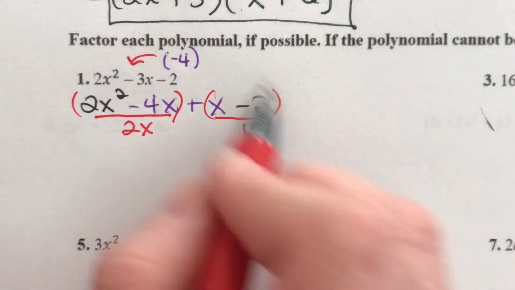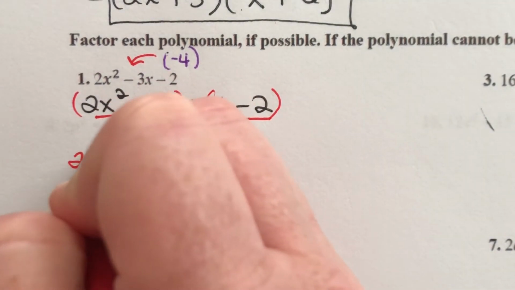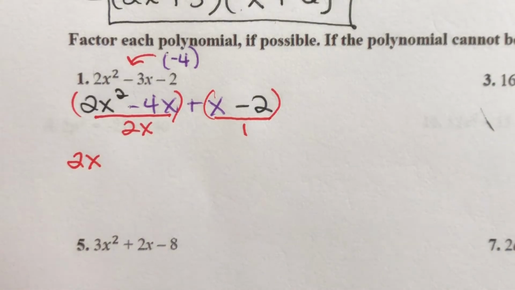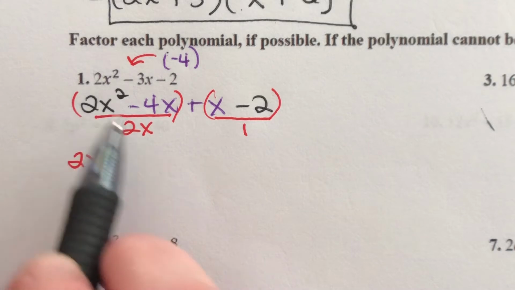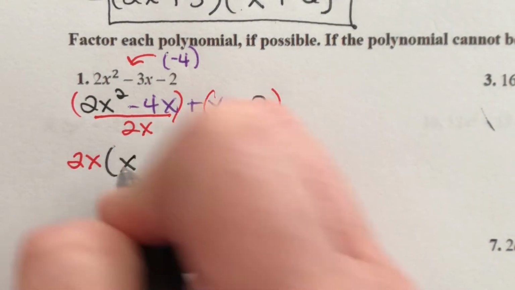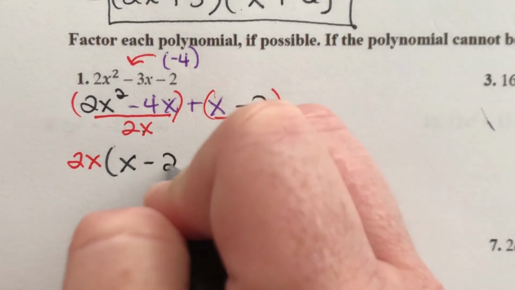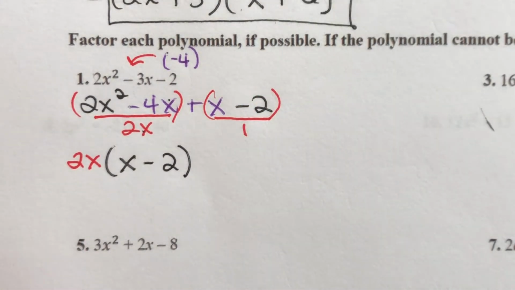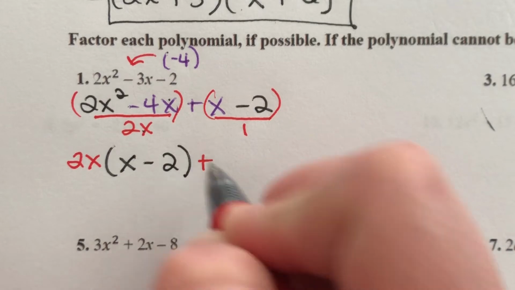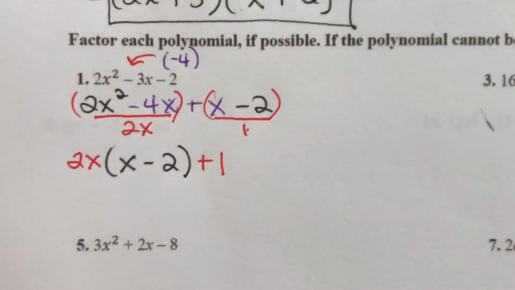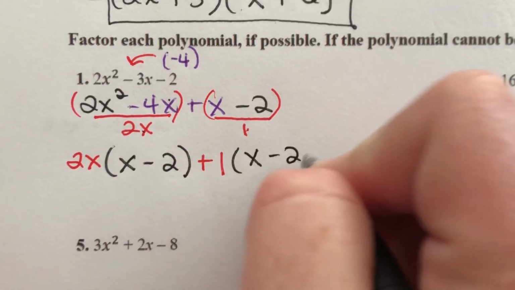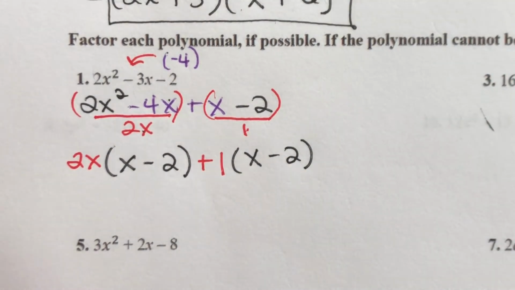All right, so I'm going to rewrite this, and I'm going to put the 2x out front. Everything left over in parentheses after I divide. 2x squared divided by 2x is just x. Negative 4x divided by 2x is just negative 2. Okay, then I've got this plus sign, and then the 1 in front. Everything left over after I divide. X minus 2 divided by 1 is still x minus 2, right?